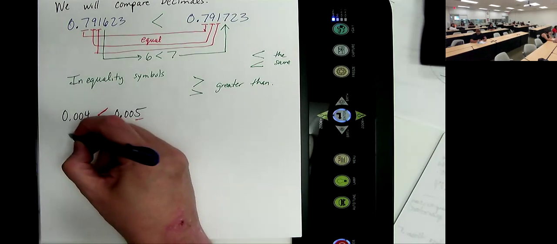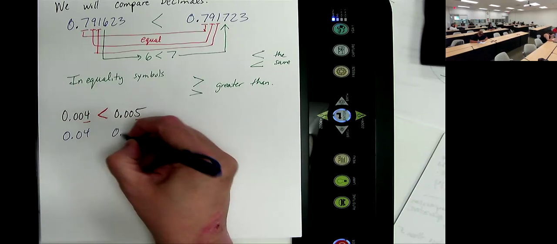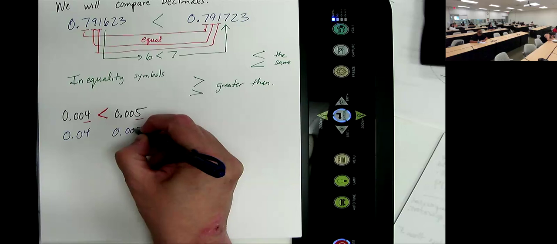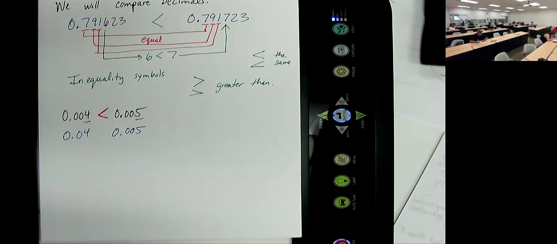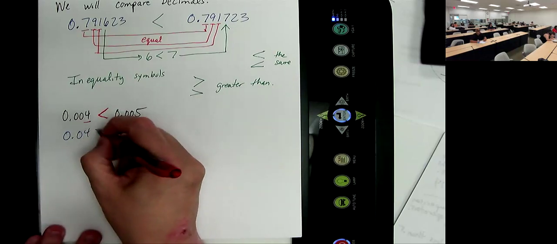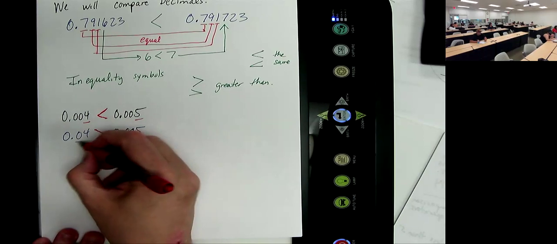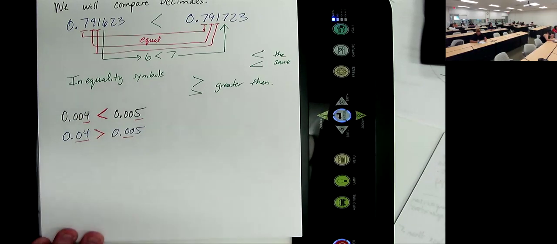What about 0.04 and 0.005? Greater than, why? Decimal point is higher on the left there. Well, I don't know, yeah. If we go to two decimal places, this is 0.04 and this is 0.00.